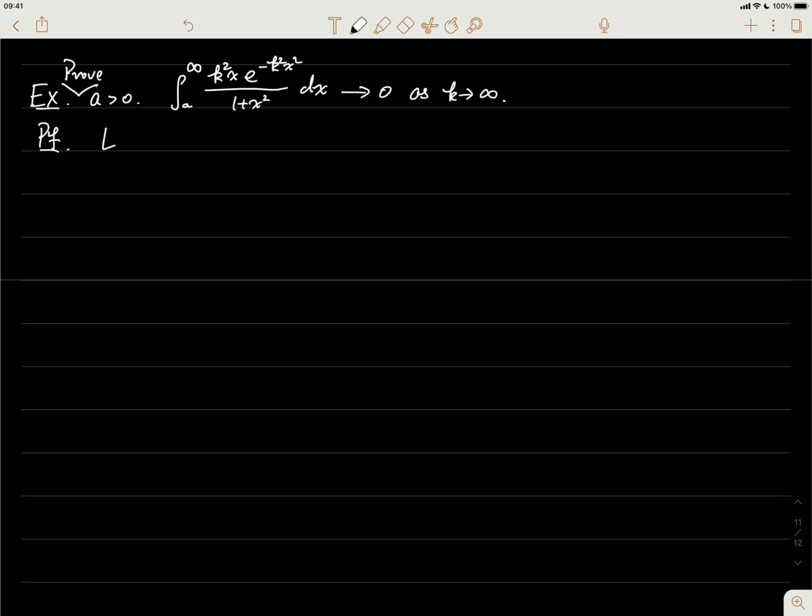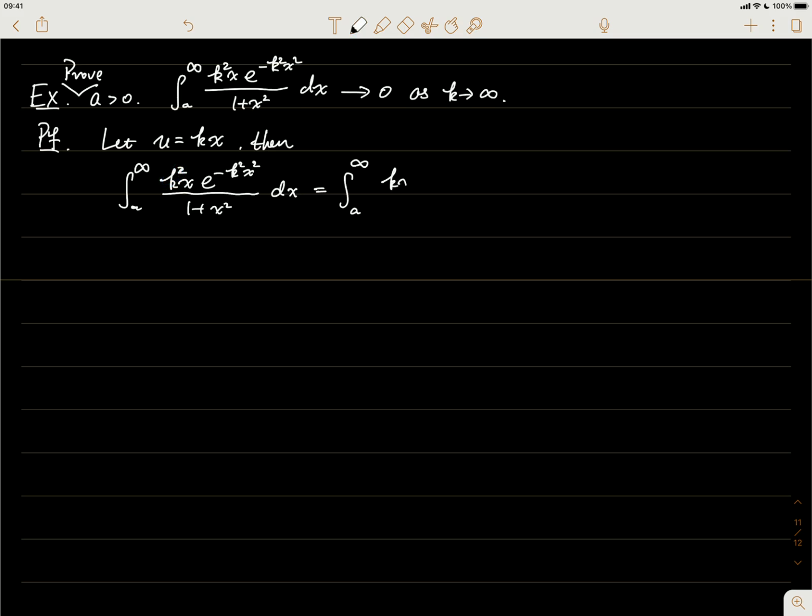So consider u as k times x. For every fixed k, we consider u equals kx. And then by doing the change of variable, we can see that the integral of k squared x e to the negative k squared x squared over 1 plus x squared. We just need to make sure that the k goes together with the kx. So it's from a to infinity, and move one of these k's to the x.